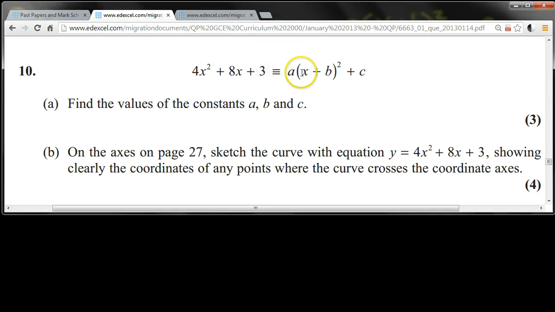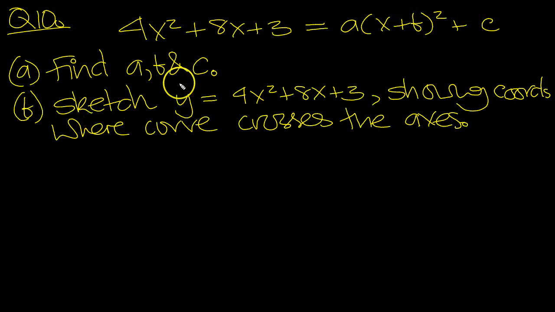This quadratic is equivalent to this quadratic. Find the values of the constants a, b and c. On the axis on page 27, sketch the curve with this equation, showing clearly the coordinates of any points where the curve crosses the coordinate axes. So here's the question then. Let's have a little look at this.